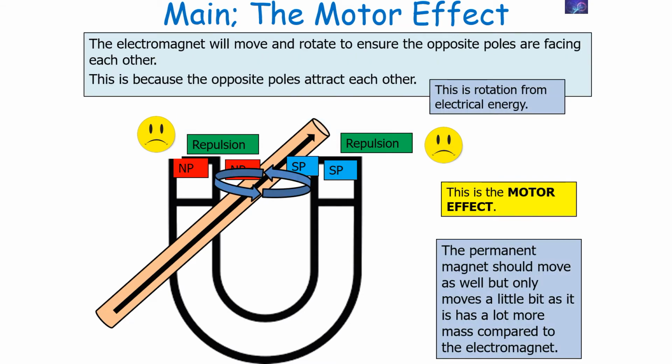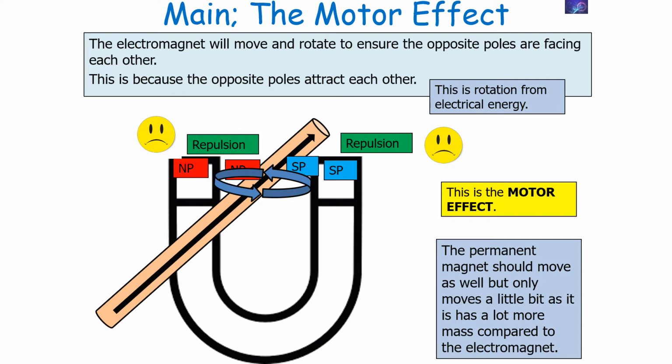Now the electromagnet will move and rotate to ensure that the opposite poles are facing each other, because opposite poles attract each other. So the south pole of the electromagnet will want to be next to the north pole of the permanent magnet and vice versa. This idea is called the motor effect, because we produce movement, rotation, from the electromagnetic attraction and repulsion.